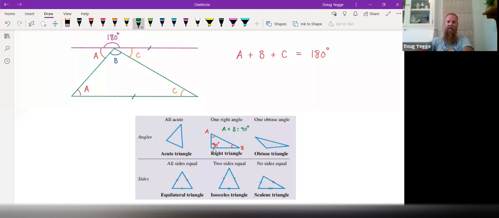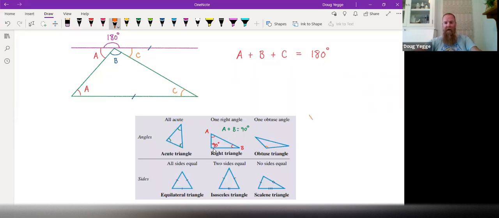Now an acute triangle is a triangle that has all acute angles inside, while all we need in order to be an obtuse triangle is one obtuse angle. Now you can't have more than one obtuse angle. And I'd like you to think about why. Obtuse angles are greater than 90 degrees. So if I add together two angles that are greater than 90 degrees, I already get an answer that's more than 180, which is impossible to draw a triangle with two obtuse angles.